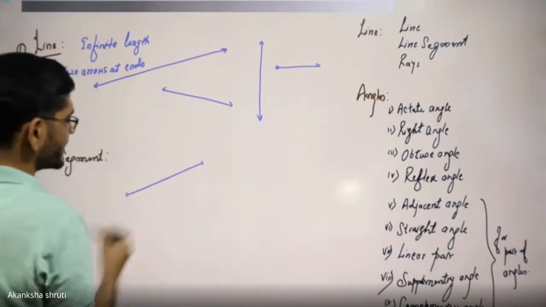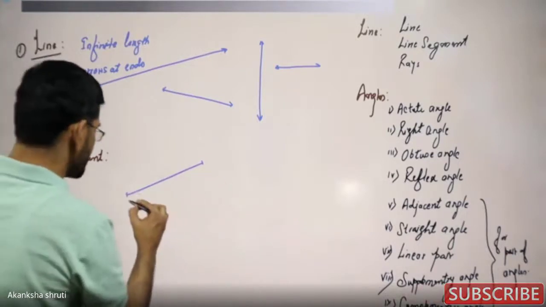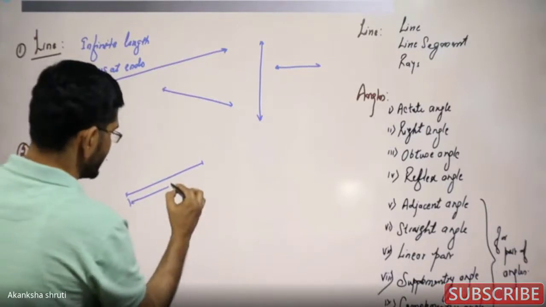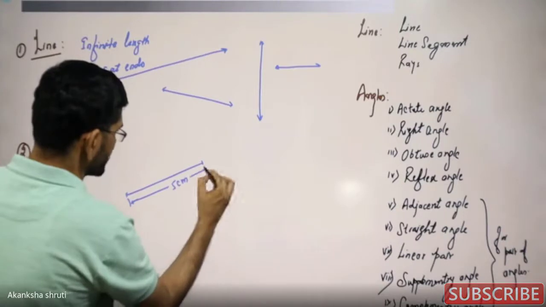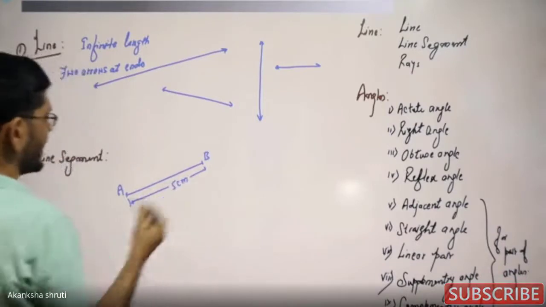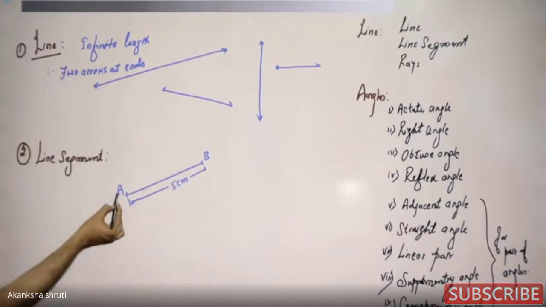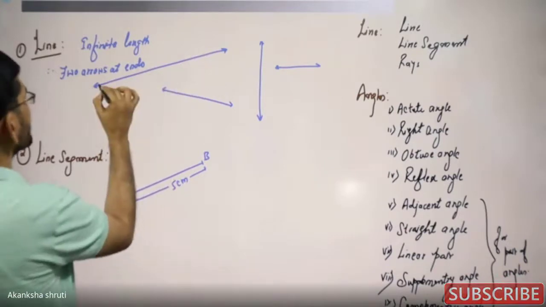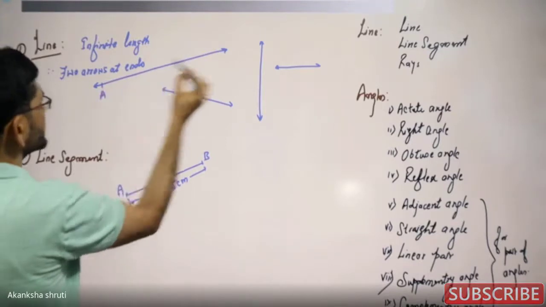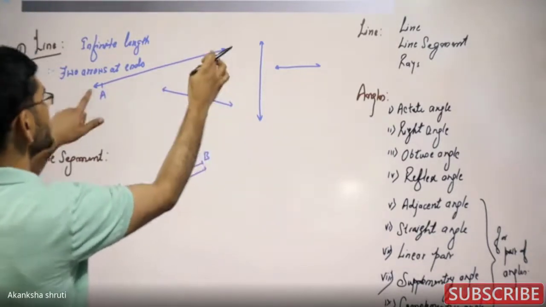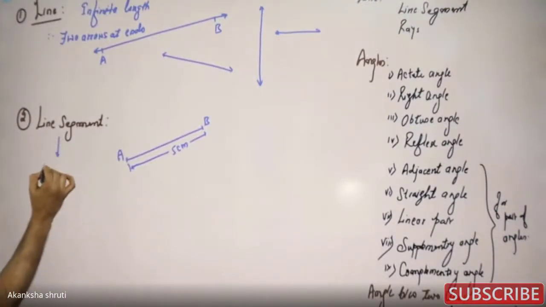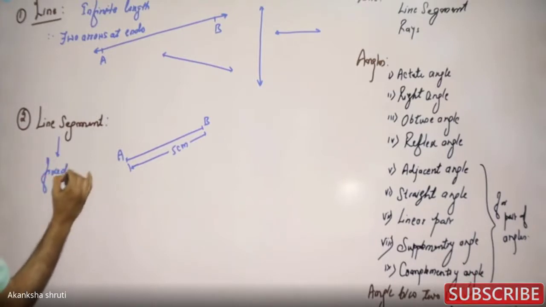Therefore, at their ends, no arrow is placed, and over this, we put its length. Let us consider this as 5 centimeters. So, students, a line segment has a fixed length. It is marked as A and B. A line can also be represented by putting two letters or two alphabets. Let us consider A and B. So keep in mind, a line segment has fixed length.